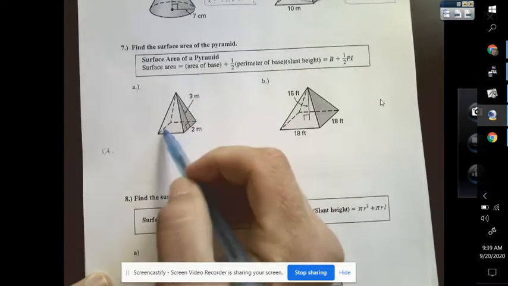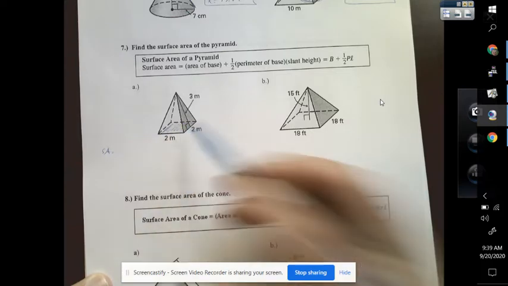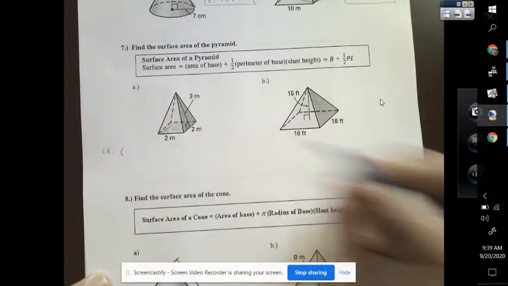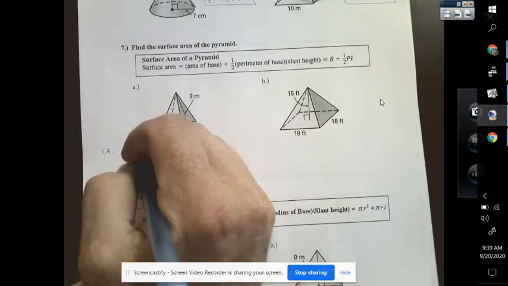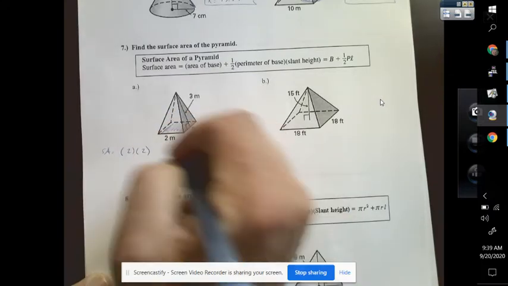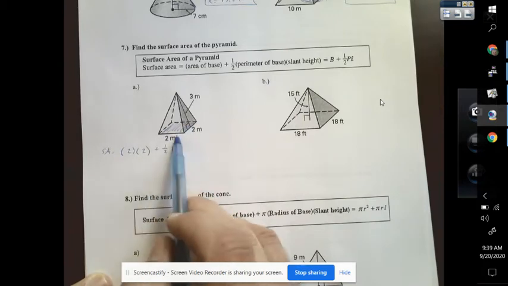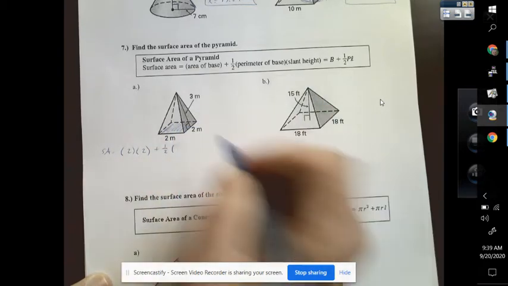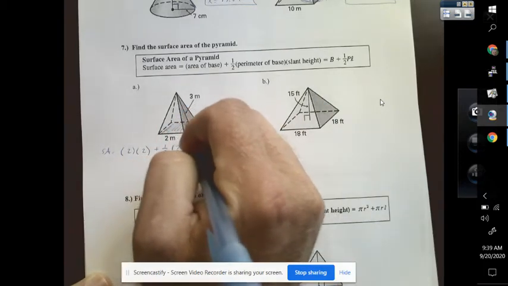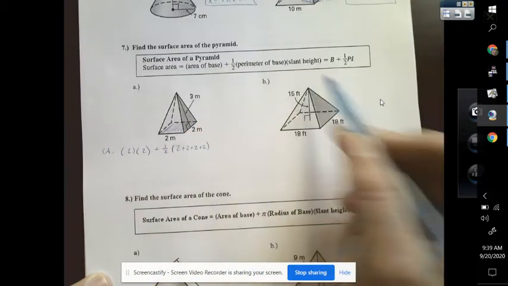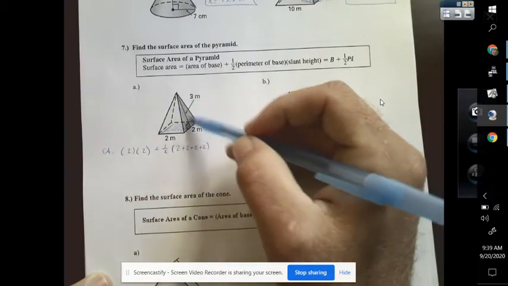When we try to find the area of the base, our base is the bottom part right here. It's a square. So we know the area of a square is 2 times 2, side times side, plus 1/2 the perimeter of my base. It's all of these numbers added together. It's a square, so there's 4 of them, 2 plus 2 plus 2 plus 2, times your slant height, which in this case is given to us.